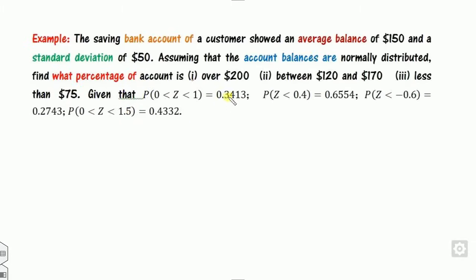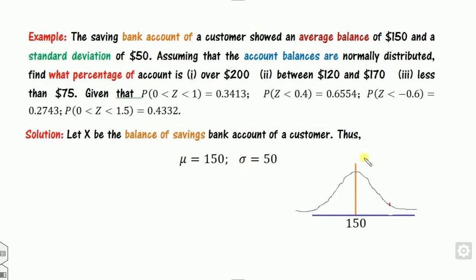Okay, look at one more example. What is given to you? The mean is 150, average, standard deviation 50. It's the bank balance. So here this is the mean, 150. What do you want to find in the first part? Over 200.